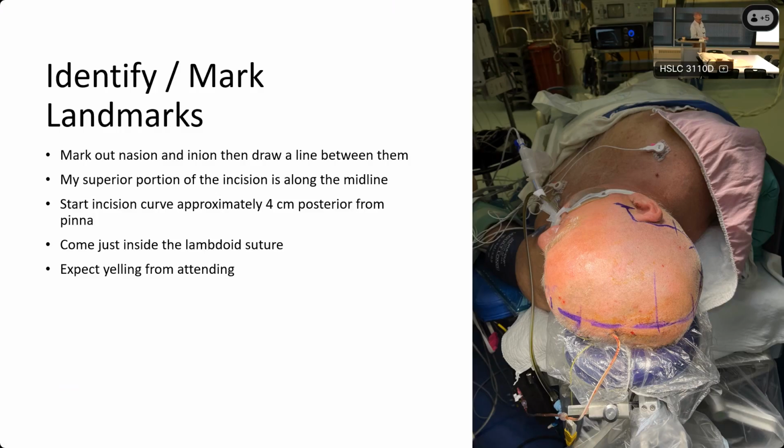Like Dr. Stadler, my superior portion of the incision is along the midline. You want to start the incision curve approximately 4 centimeters posterior to the pinna. You want to come just inside or along the lambdoid suture. Here, I've noticed people do small incisions and small craniectomies, so you might get some yelling from the attending if you actually do this. But for me, this is how I do the case.